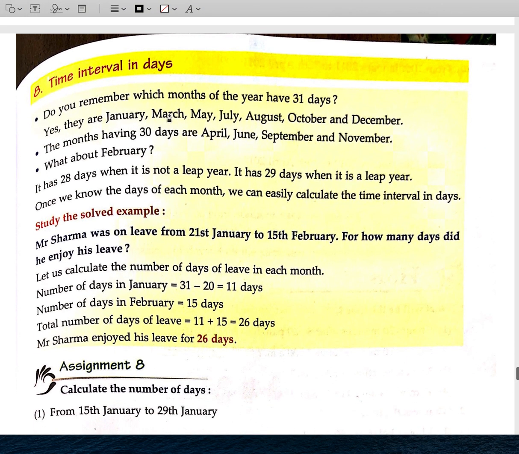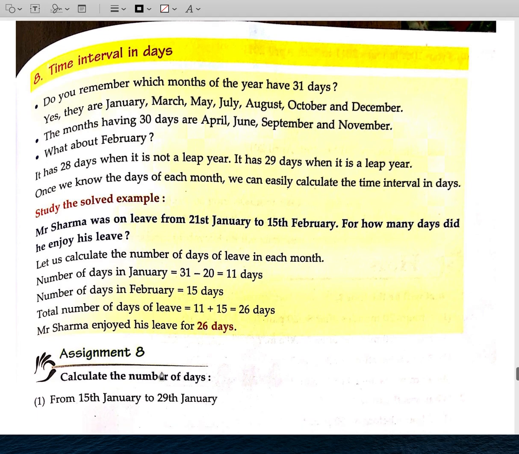So do you remember which months of the year have 31 days? Yes, January, March, May, July, August, October and December. The months having 30 days are April, June, September and November. What about February? It has 28 days when it's not a leap year. It has 29 days when it is a leap year. Once we know the days of each month, we can easily calculate the time interval.